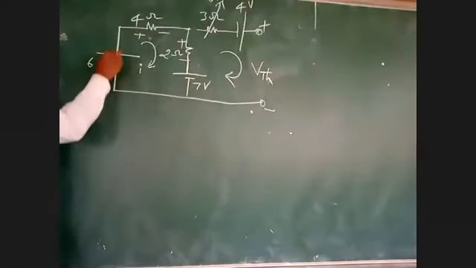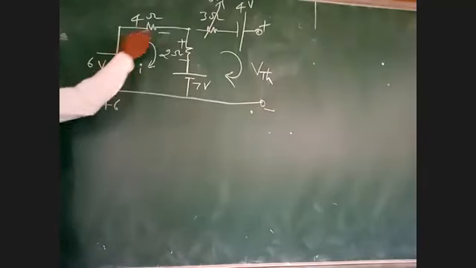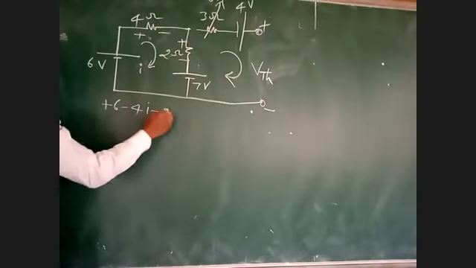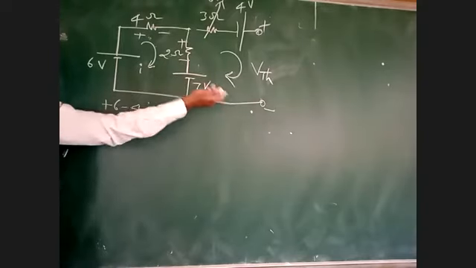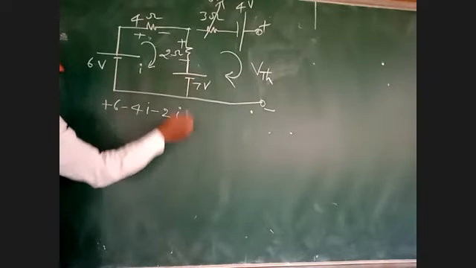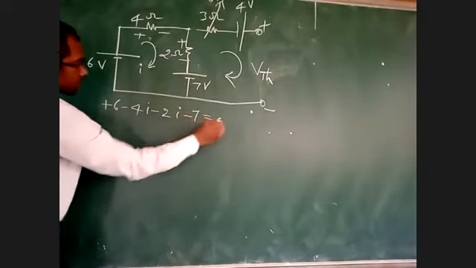Therefore, I is flowing from minus to plus: plus 6, plus 2 minus, minus 4I, plus 2 minus, minus 2I. In this loop, current is 0. That's why I am taking only I. Arrow is moving from plus to minus 7. It is 0.